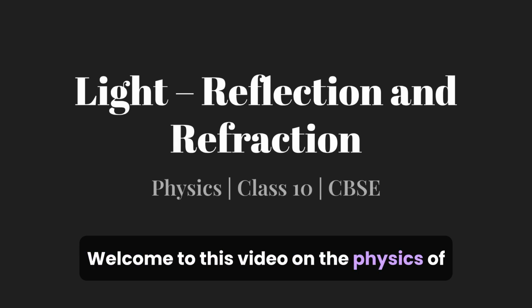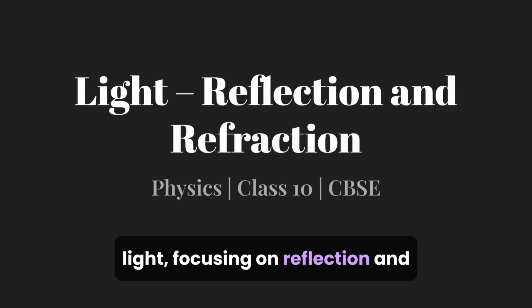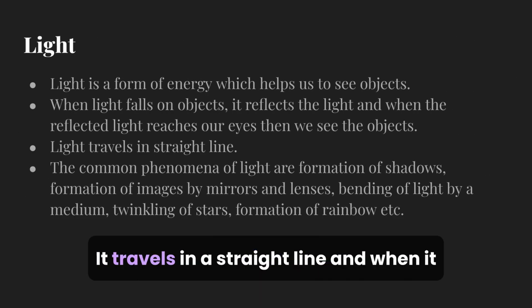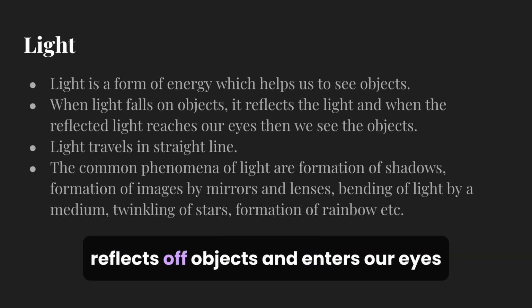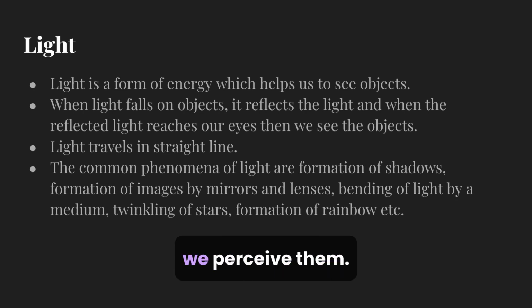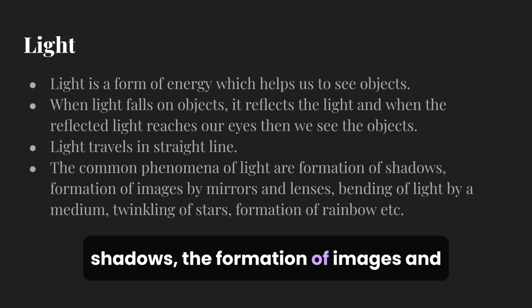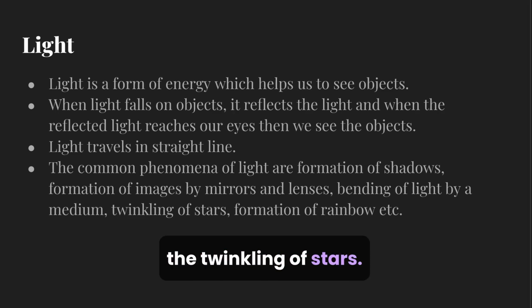Welcome to this video on the physics of light, focusing on reflection and refraction for Class 10. Light is a form of energy that allows us to see objects. It travels in a straight line, and when it reflects off objects and enters our eyes, we perceive them. Common light phenomena include shadows, the formation of images, and the twinkling of stars.